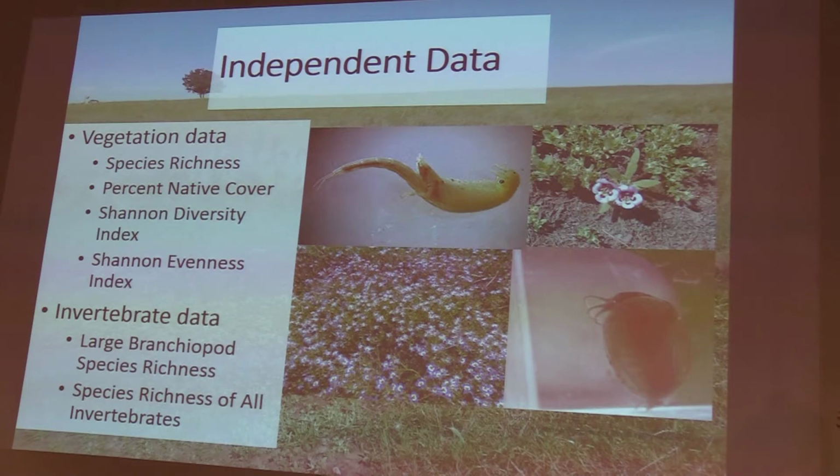But we were able to get plant data for a lot of them, and for some of them we only had species richness, and then for others there was detailed cover data, so we could get other metrics like percent native cover, a diversity index, the evenness index. And similar for invertebrates, a lot of the sites had data on the large brachiopods, the fairy shrimp, and so on. And then some of them had more detailed data on all the invertebrates that were found in the pools. So we subset that data where we had it available.